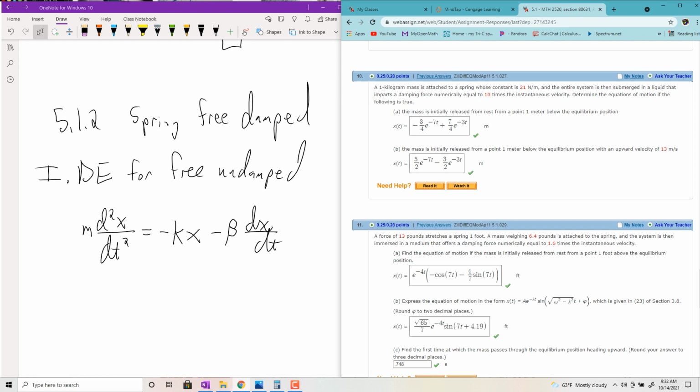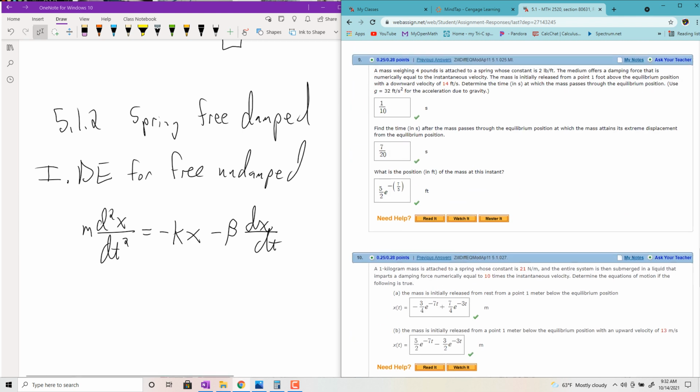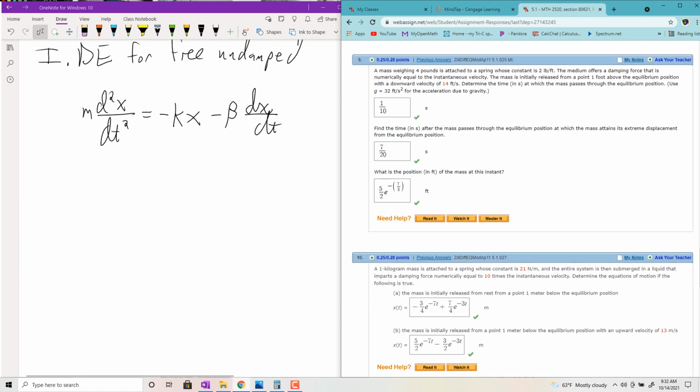Let's look at this question. The damping force is numerically equivalent to 1.6 times the instantaneous velocity. Again, 1.6 is going to be the beta value in that scenario. Anyways, let's take this differential equation and take a look at the solving process.